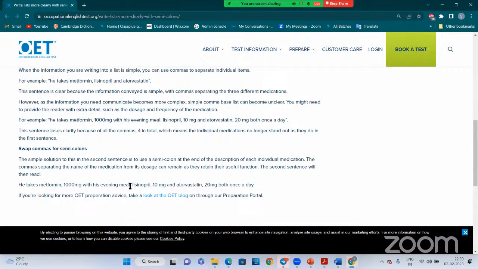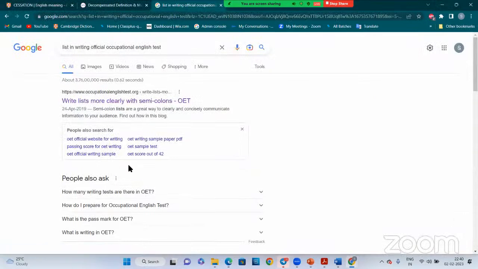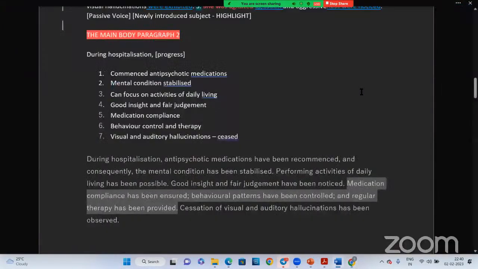So put a semicolon there instead. These are two different things. One is metformin in the evening, and this is lisinopril and atorvastatin, a different thing, so separated. Otherwise, it becomes a mess. Now we have made a list like that. Instead of commas, we put semicolons. Last one, and is there.